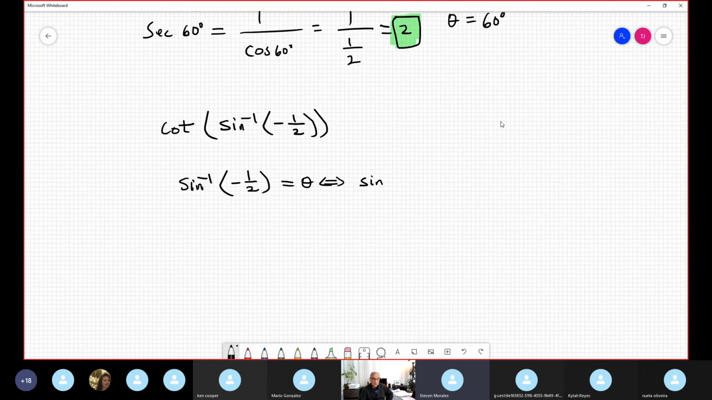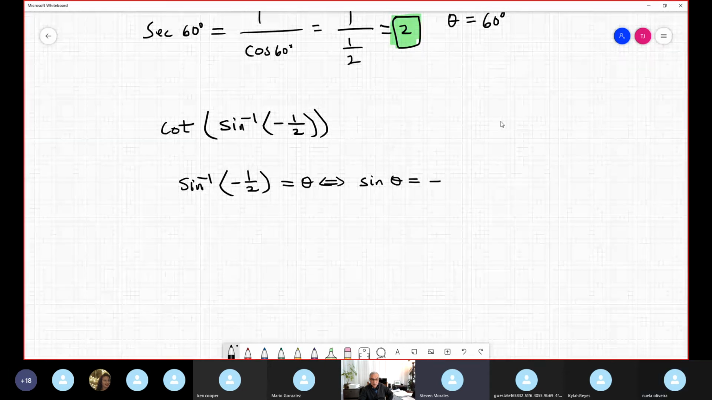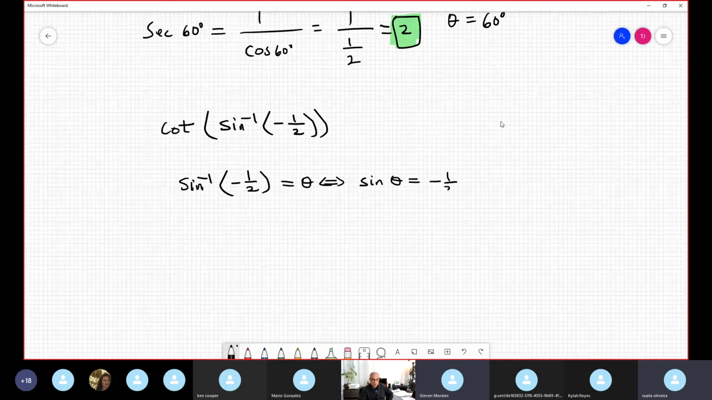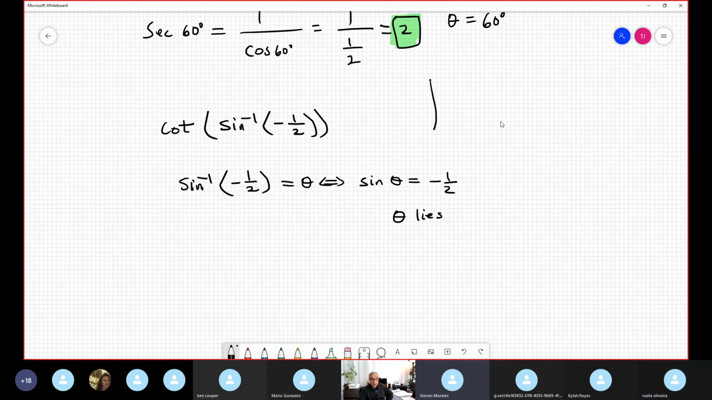Negative 60 or negative 30? It's sine 30, no? Yeah, I'm trying to memorize, Professor. Okay, that's the conclusion. Theta lies in what quadrant? The first. No. According to the sign. Yes, it's hard. It lies in the fourth quadrant, correct? Yes, because it's negative 30 degrees, no? Or pi over 6, either way.